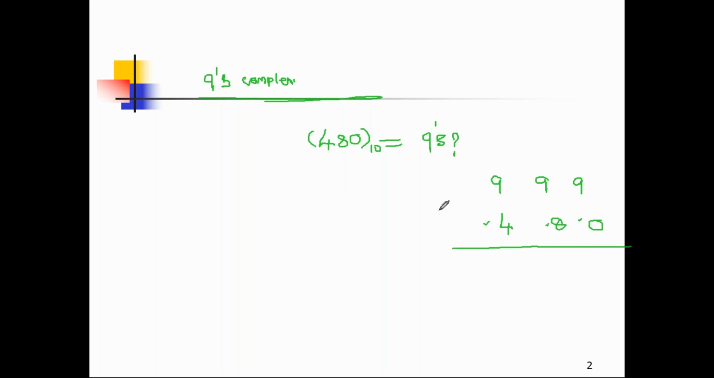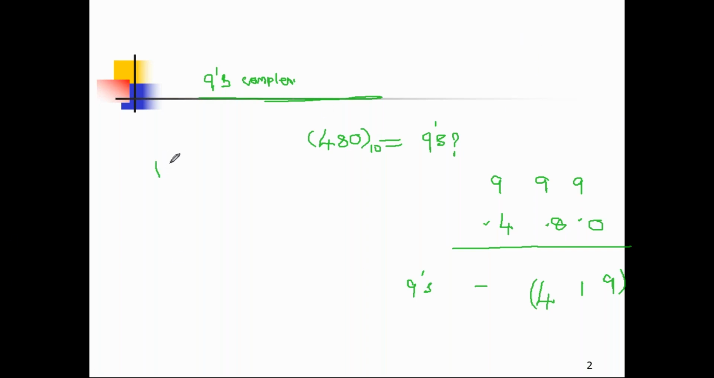480 is given. So what is the nine's complement value? Nine's complement value means subtract each and every digit from 9. So 9 minus 0, 9. 9 minus 8, 1. 9 minus 4 is 5. So this is the nine's complement value of 480 in decimal.